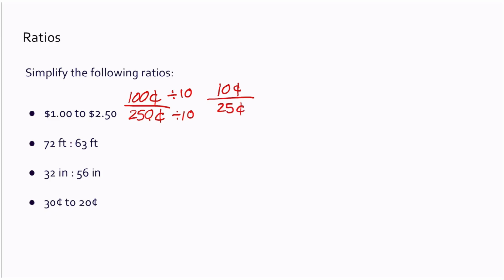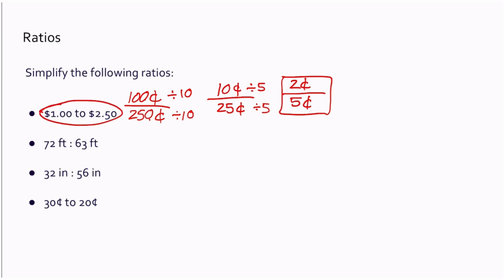Now I can see from 10 and 25, I have a 5 in common with both of these. And 10 divided by 5 is 2, and 25 divided by 5 is 5. So in this ratio of $1 to $2.50, in its most simplified form, I have 2 cents to 5 cents.